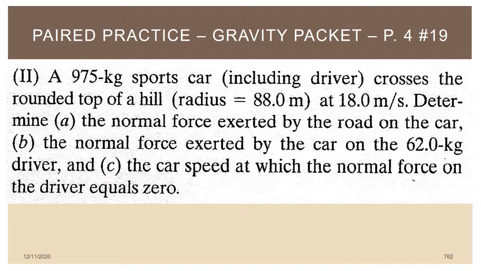Okay, so in this particular problem, we have a car going over the rounded top of a hill. That's a car, just pretend. And so pretty clearly here, we have two forces. We're going to have a gravitational force coming down, and we're going to have a normal force coming up.